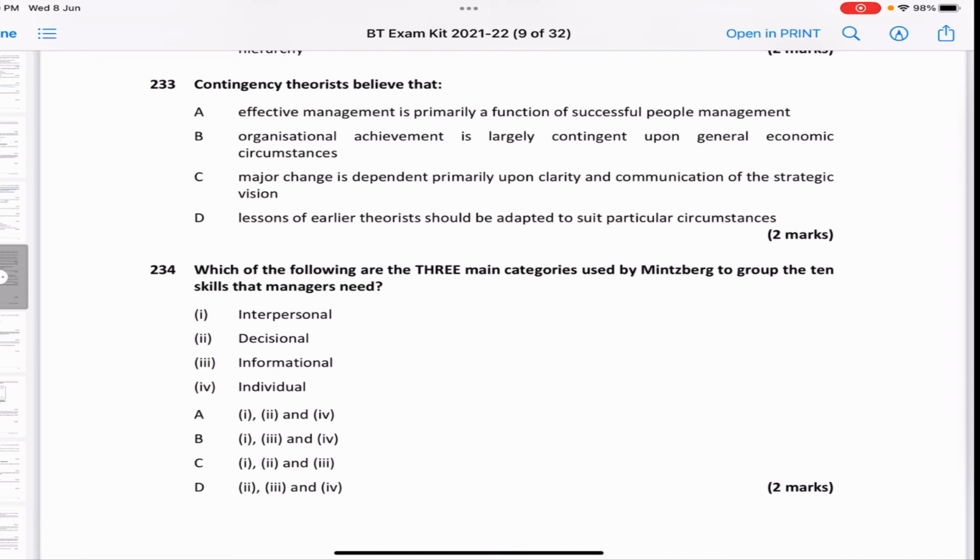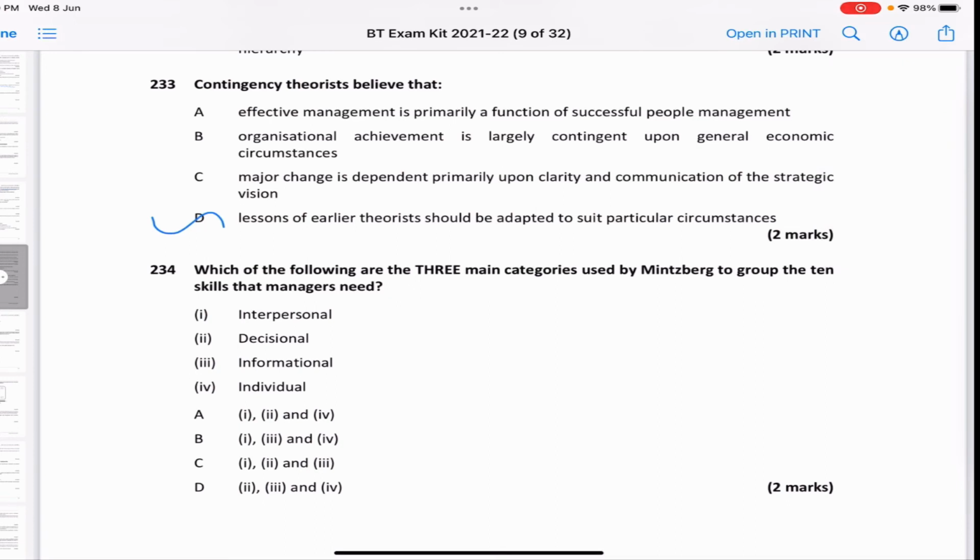Organizational achievement is largely contingent upon economic lessons of earlier theories should be adopted. Major change is dependent primarily upon clarity and communication. So, what do you think was related to the contingency theory? Contingency theory does not ignore the lessons which are learned from others, and they adapt them. So, that is what contingency theory spoke about.